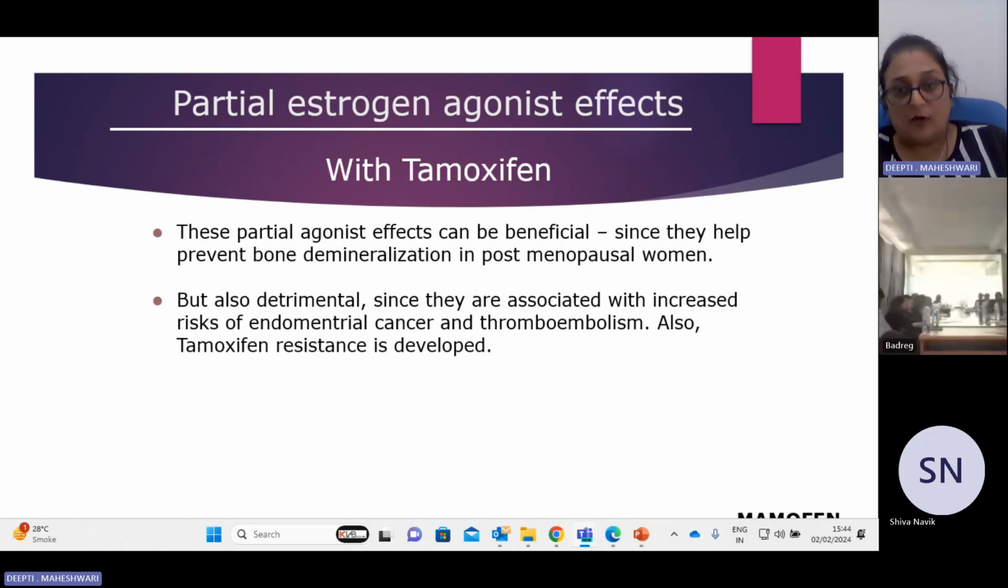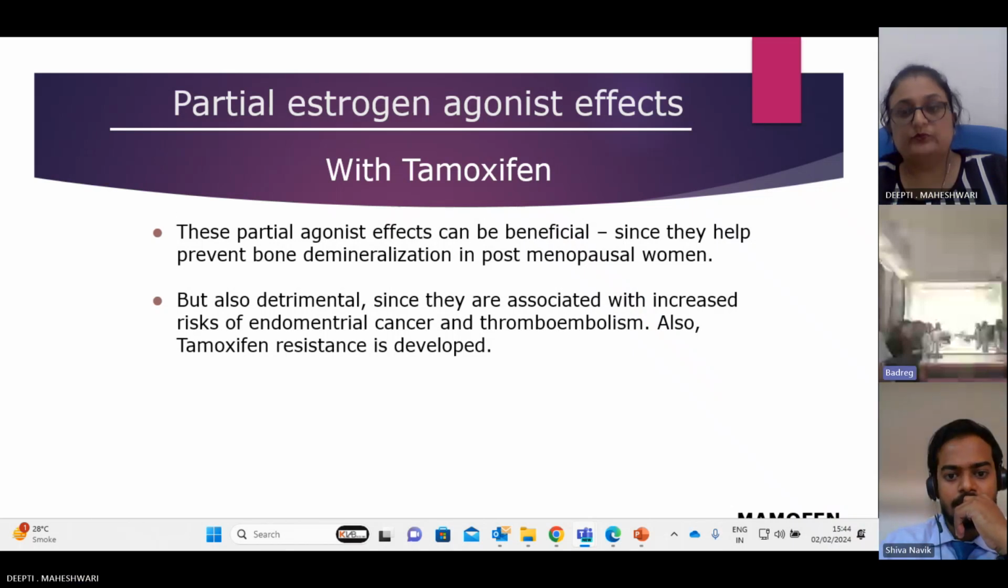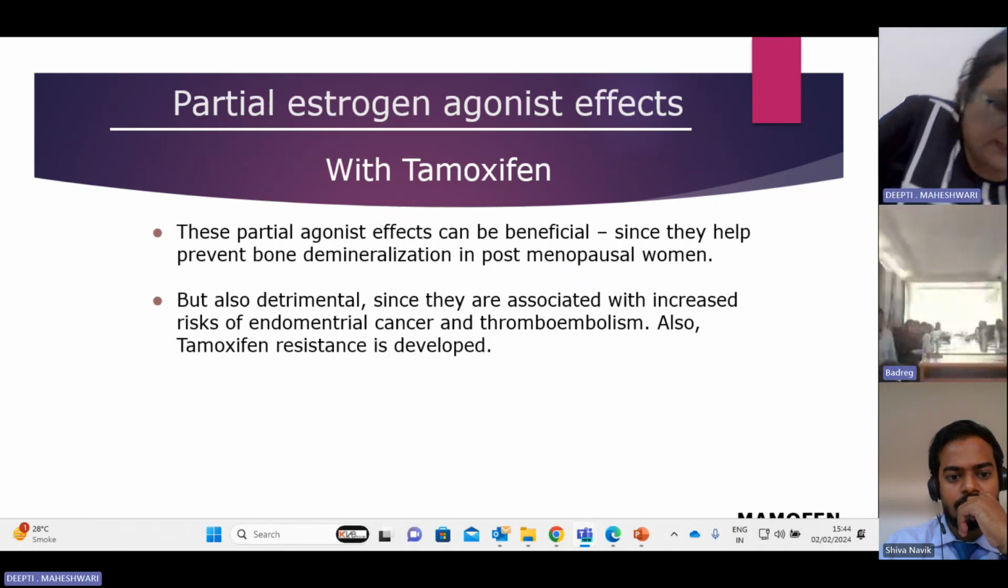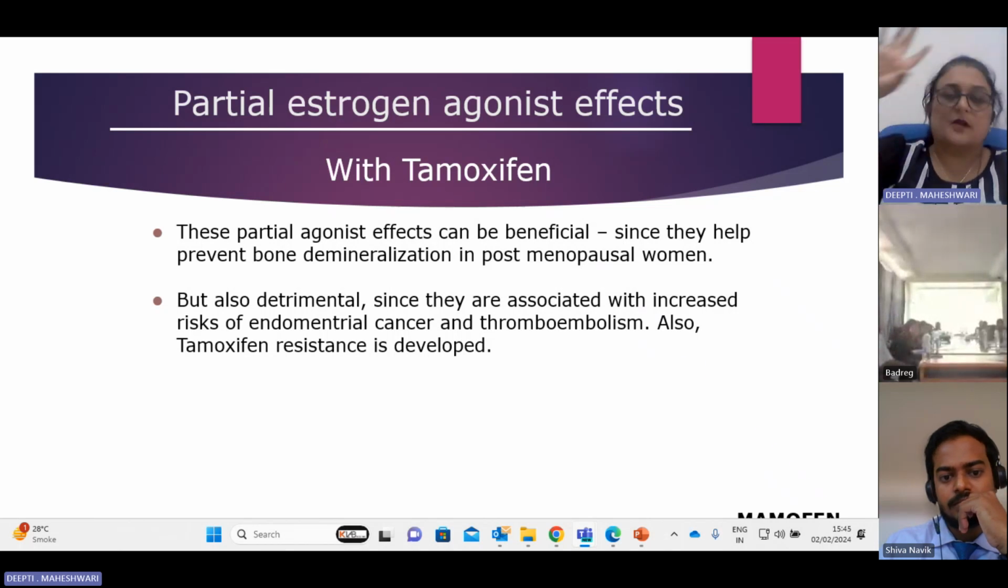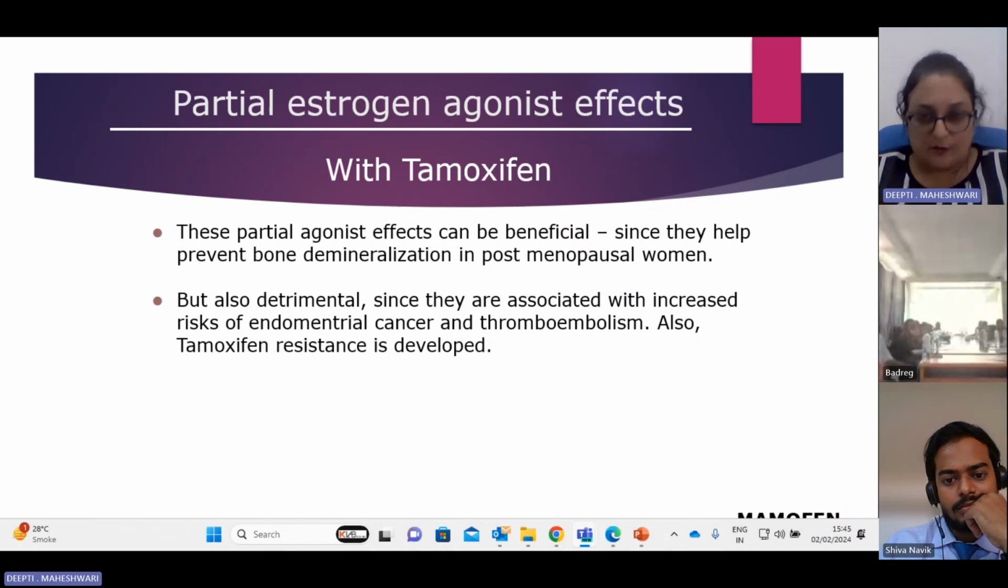Patients can get thromboembolism. Can anyone explain to me what is thromboembolism? Anyone? It's a simple terminology used in pharma. What is thromboembolism? Blockage of the blood vessel by a blood clot. Yeah, there'll be some blood clots which will be seen, and when these blood clots are moving inside the blood vessels, they can obstruct the circulation of the blood and can clot any of the blood vessels, right?